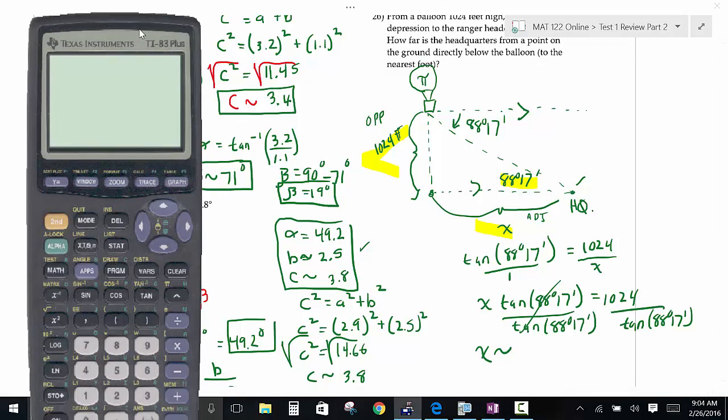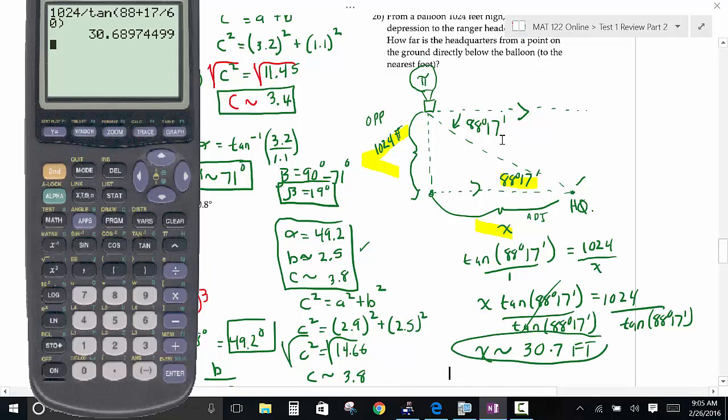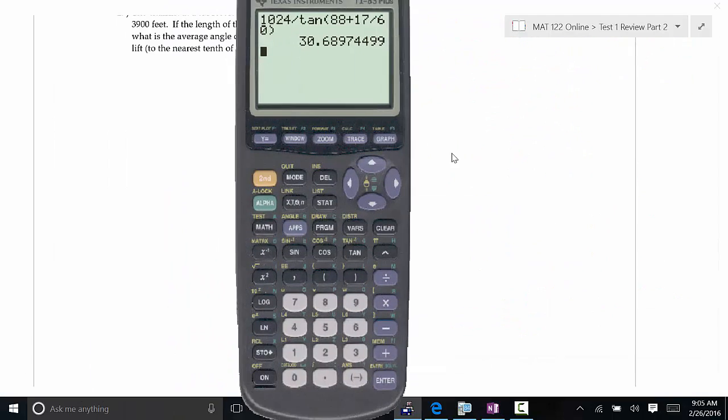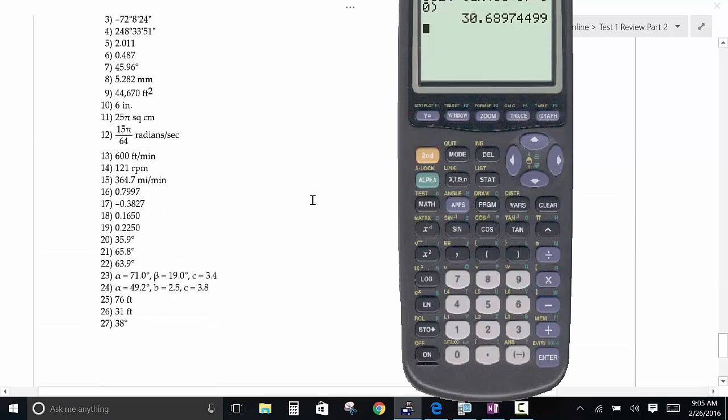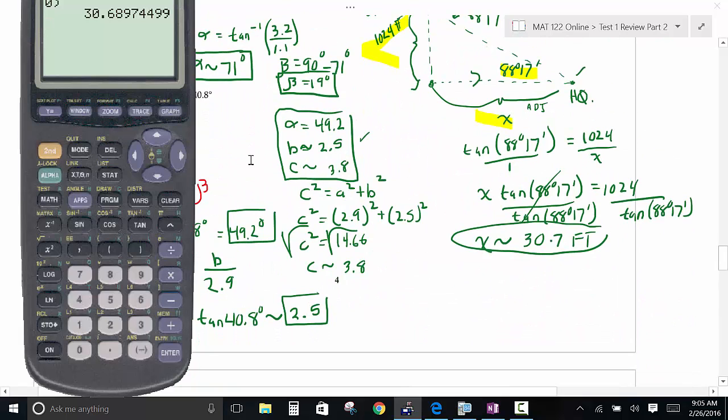Okay, so let's go ahead and do this. So we got 1024 divided by the tangent of 88 plus 17 parts out of 60. I just like to keep doing it that way. And then we can round that off, so that is about 30.7 feet. Should be the solution of that problem, okay? Number 26. Let me check on my answer key real quick and make sure I got that okay. Look at that. I got it right. Yes. The teacher knows what he's doing.